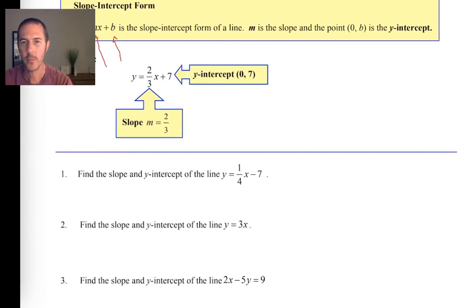The first one, y equals 2/3 x plus 7. The slope is being identified for us as 2/3, and the y-intercept says 0, 7. So those are the actual xy coordinates of the y-intercept. From the origin, we move horizontally 0 units, and vertically we move up 7 units, and so we would have a y-intercept at 0, 7.